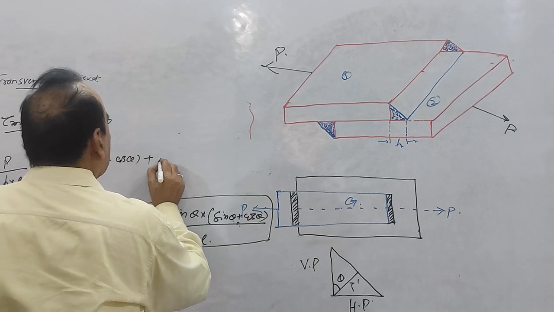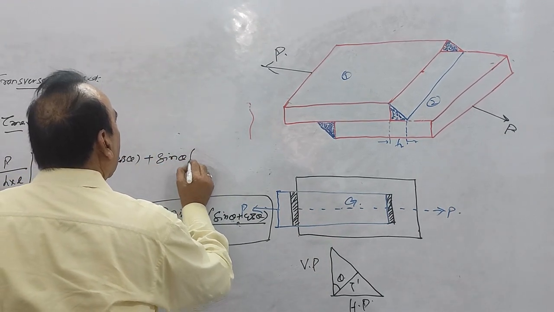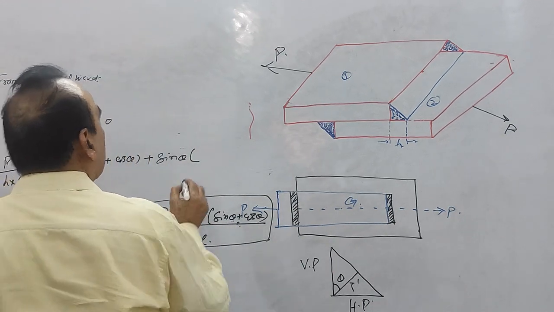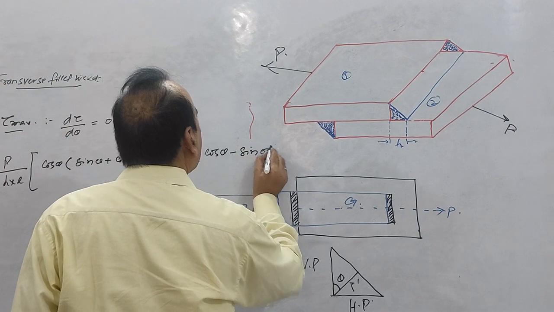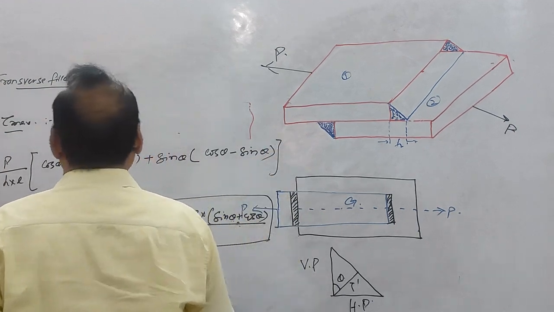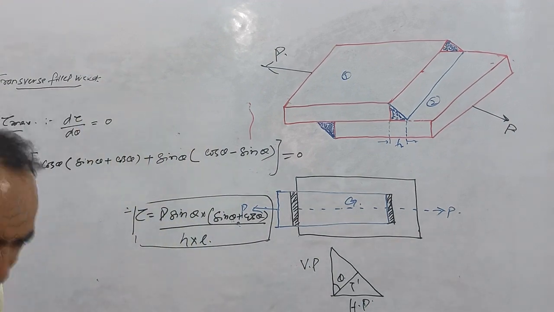plus sin theta into cos theta minus sin theta, right? And this is equal to 0. You understand this? This is equal to 0.